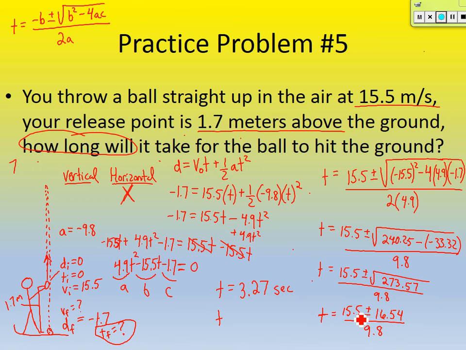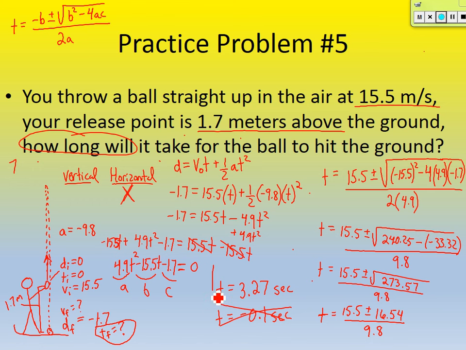But we've got to do this, really, we should do it twice, and go 15.5 minus 16.54 divided by 9.8. So let's do that now. 15.5 minus 16.54 divided by 9.8. And so I'm getting that the time when we do that one is negative 0.1 seconds. Okay, so we get two time values. But if you look at them, can we ever have a time value that's negative? And the answer to that is no. Okay, we're not going to report that one as our answer.